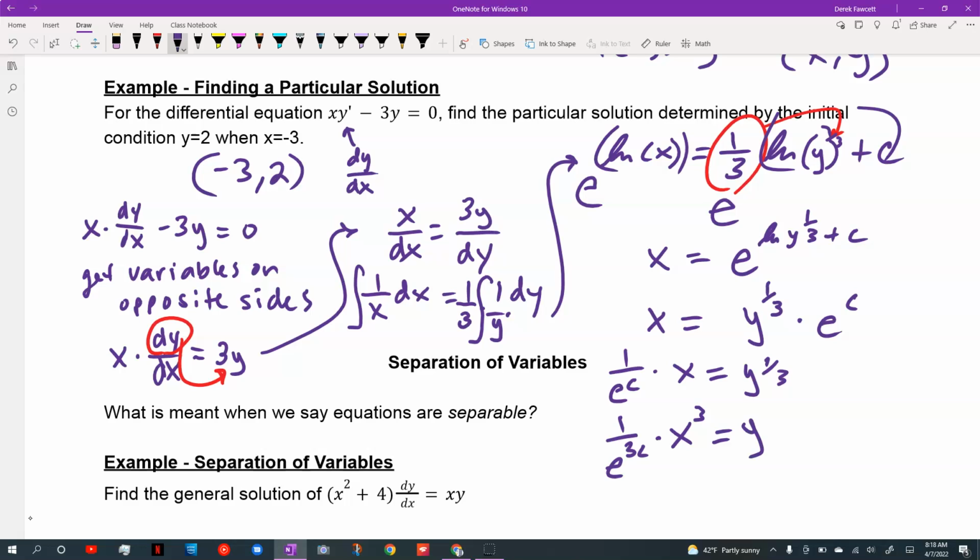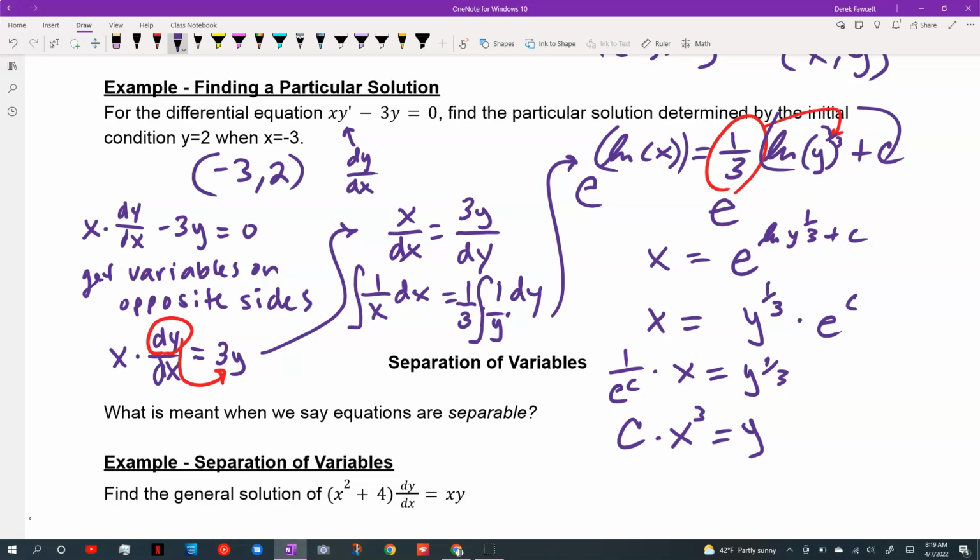Now, the thing to remember, as we've done in the past, is that this right here is just some constant, right? And so to make things easier, we're going to replace that with just c. So it's just c times x to the 3rd is equal to y, instead of writing it as 1 over e to the 3c. Okay, so this right here is our general solution.